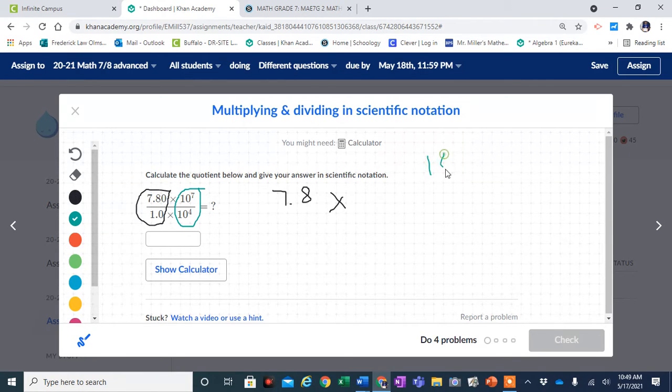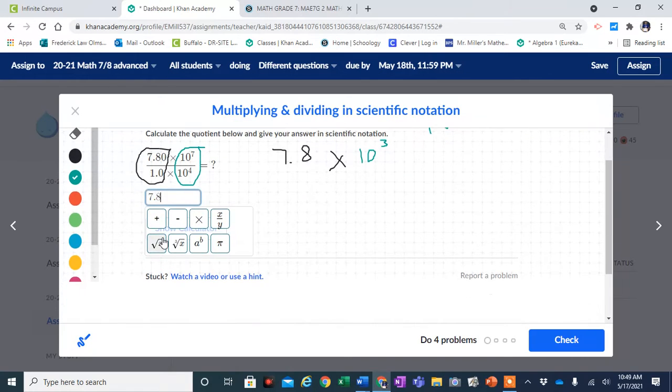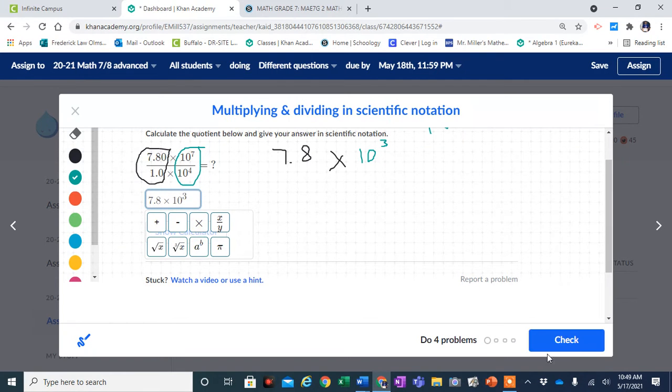But remember that if you have 10 to the 7th divided by 10 to the 4th, that's really 10 to the 7 minus 4, because when you divide, you subtract the exponents. So that means this would then be 10 to the 3rd. This is already in proper notation. The decimal's after the first number. That's not a 0. So this is 7.8 times 10 to the 3rd.